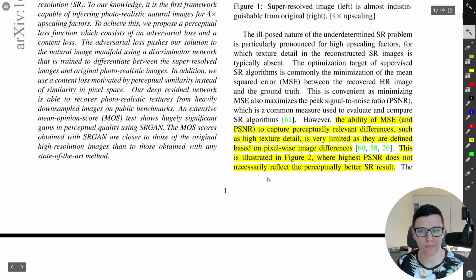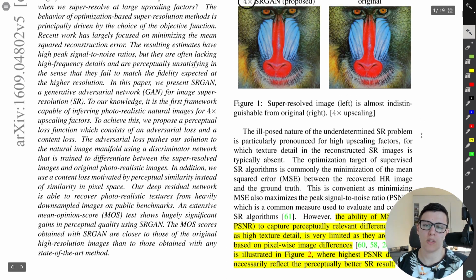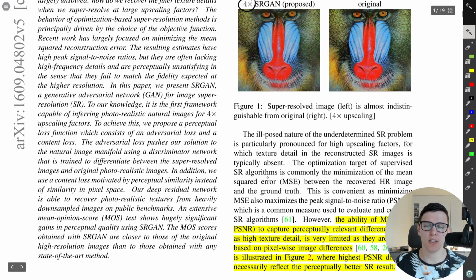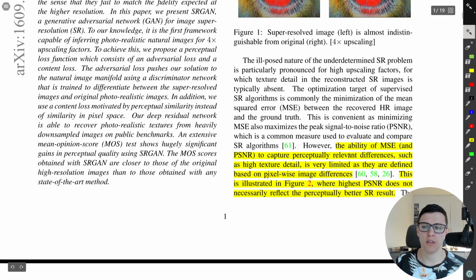One thing I want to mention is that what they used previously is some ConvNet, and then they just did a mean squared error of the pixel difference. But the issue there, and why we need to use GANs, is because they mention that the ability of MSE to capture perceptually relevant differences, such as high texture detail, is very limited, as they are defined based on pixel-wise image differences. So basically, using MSE leads to very blurry looking images, and essentially it's just not a good loss function, and that leads us to using GANs.